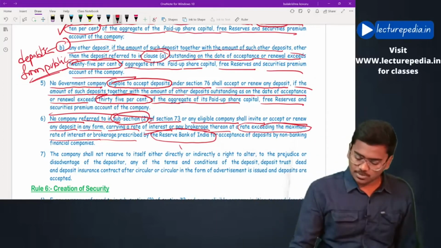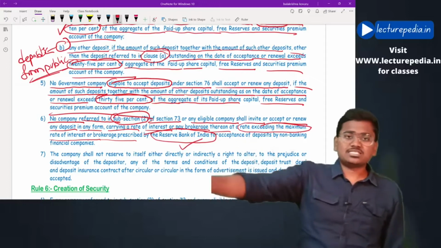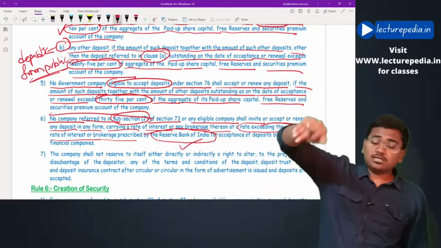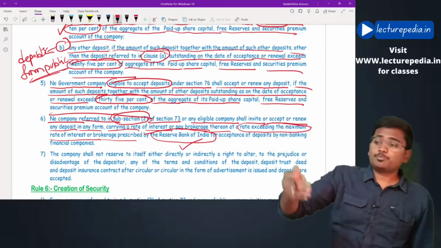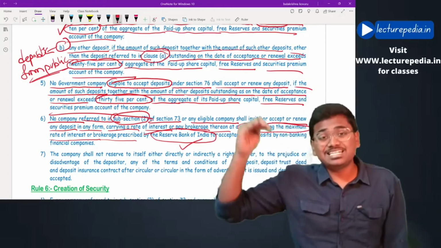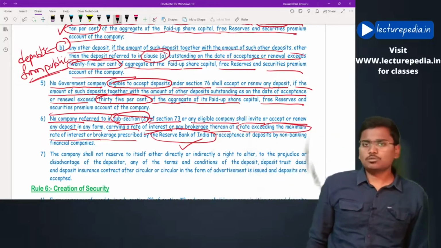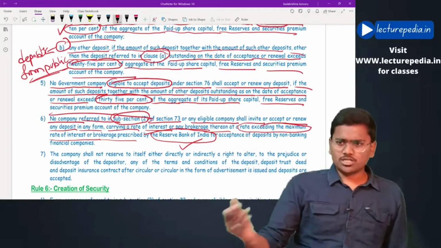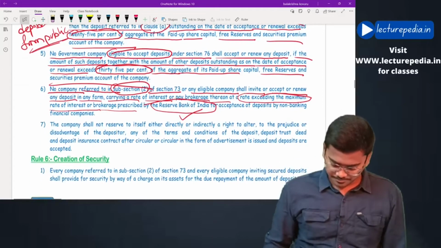Okay, Reserve Bank of India will specify a certain rate of interest, and the rate of interest that the company is paying on the deposits should not exceed that rate of interest. Hope this is clear. However, you need not know that rate of interest.